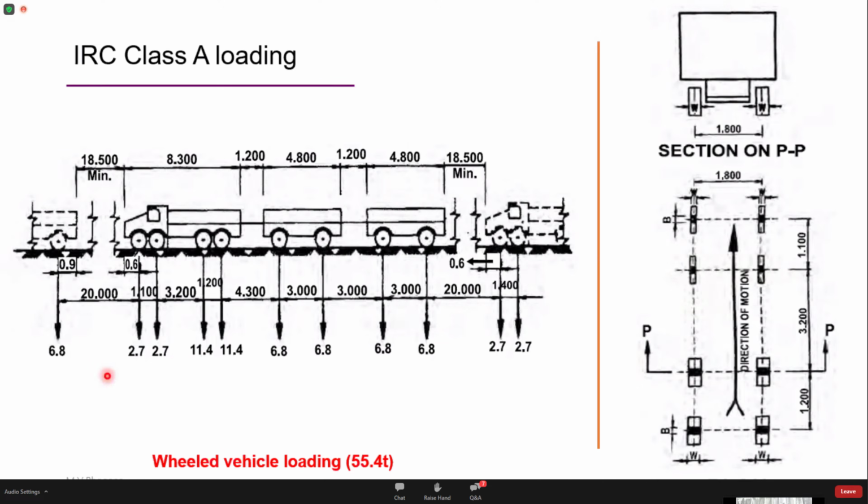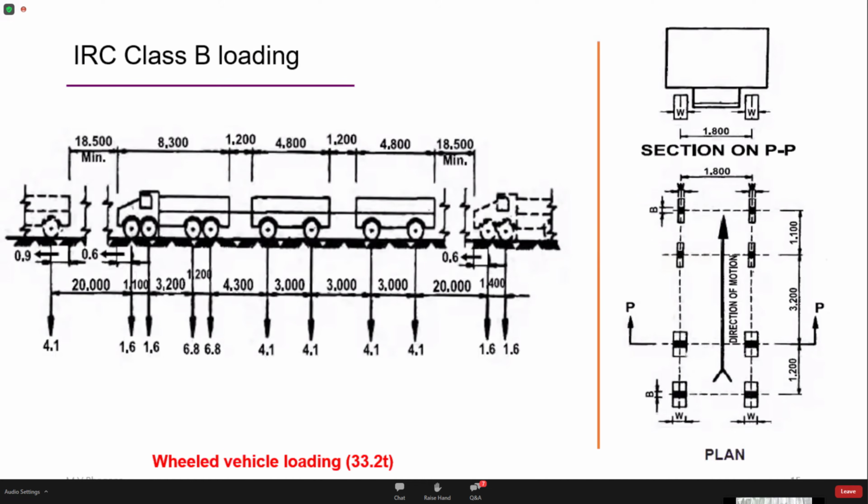So this is how the vehicle looks in the elevation, and this is a diagram that is required to be understood, to be read when we are analyzing the deck slab. This is the plan of the vehicle, that is how it looks from the top. The center to center distance between the wheel loads is 1.8 meters.